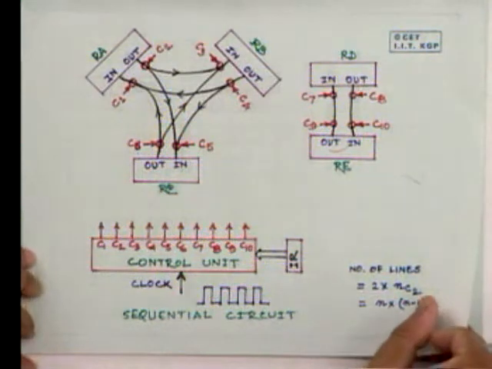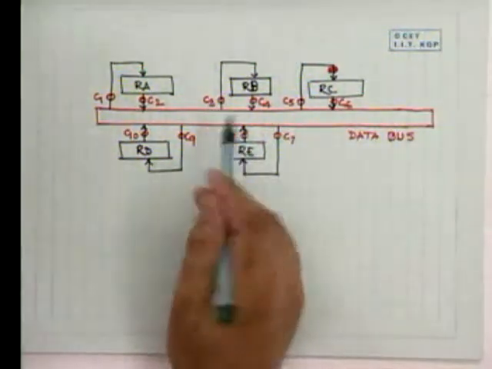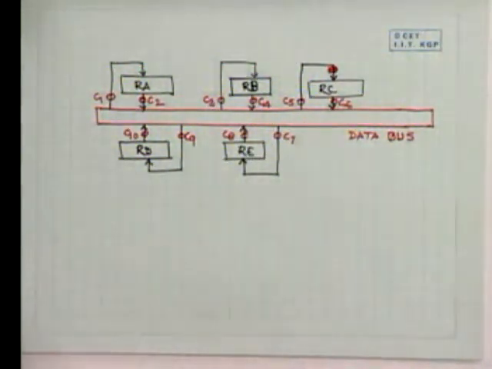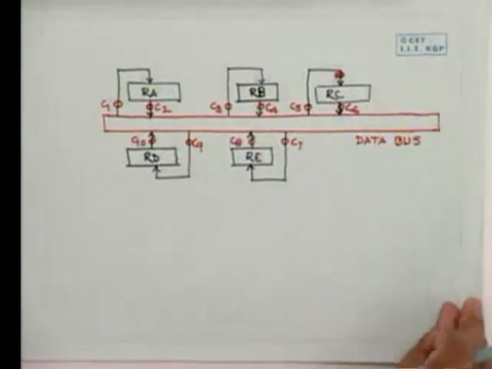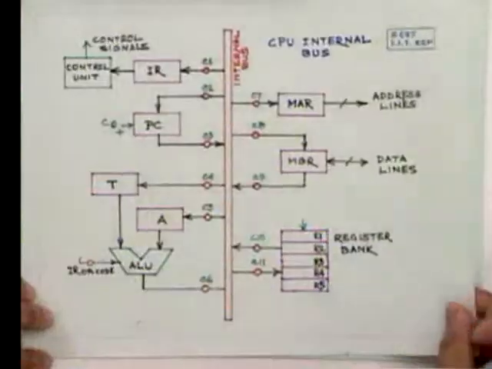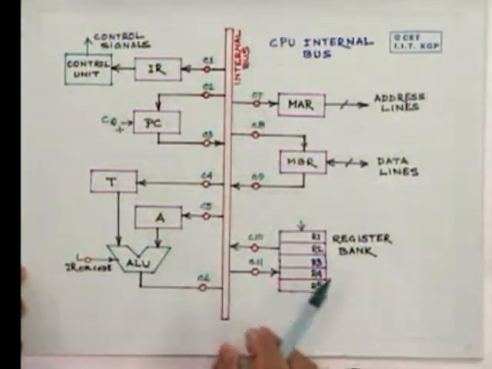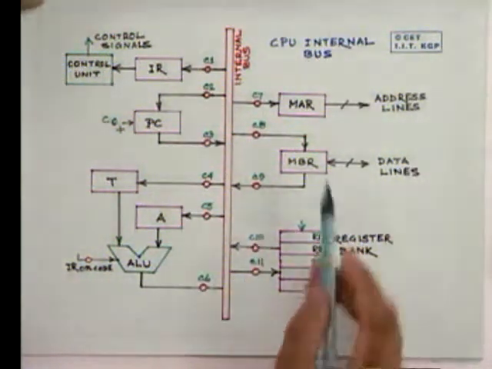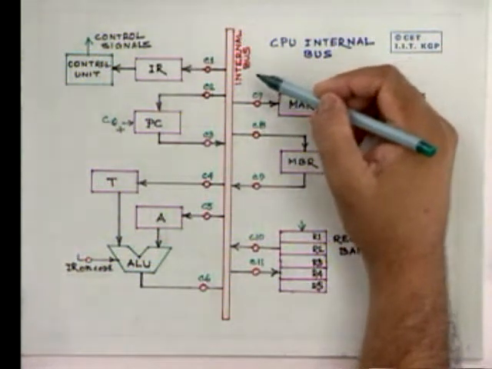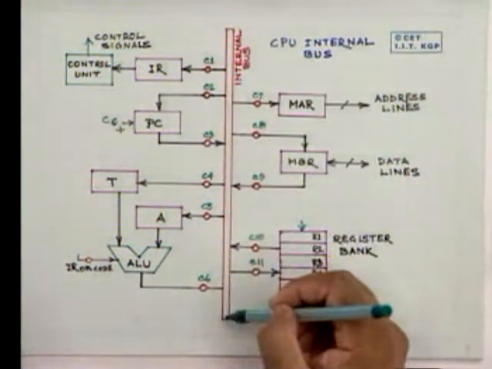And as we said already, to reduce the number of interconnections amongst registers, we use a data bus for transference. Let us look into the situation inside a simple CPU. Here, the internal data bus has been shown in red.